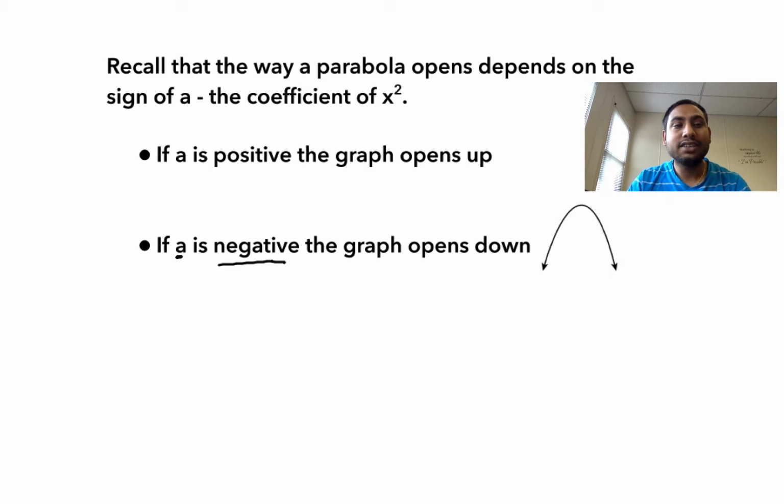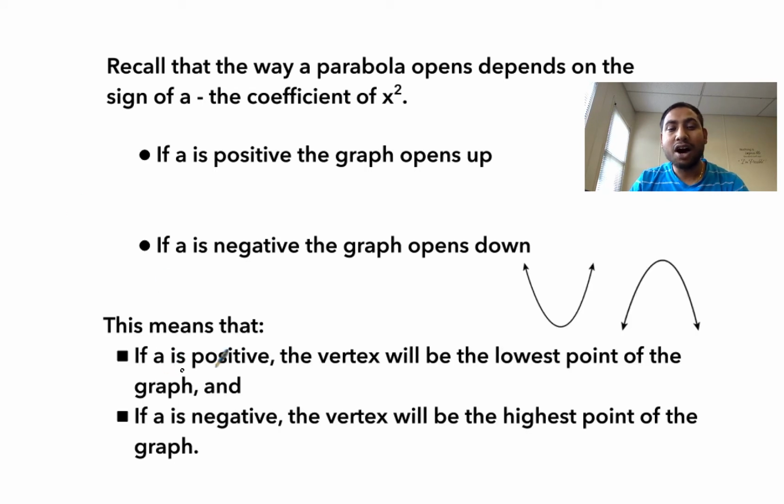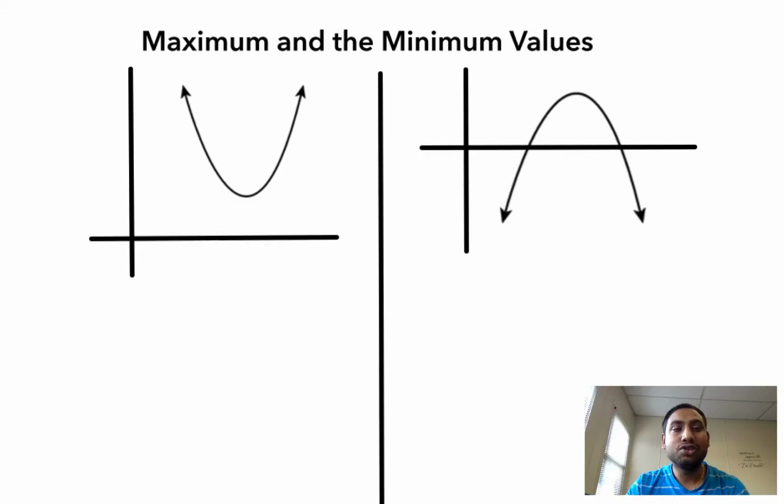So this means if a is positive, because the graph opens up, the vertex is going to be the lowest point on the graph. And if a is negative, then the graph opens down, so the vertex is going to be the highest point on the graph, okay? So what does that have to do with the maximum and minimum values? Okay, here I've got two pictures. I'll go one by one.